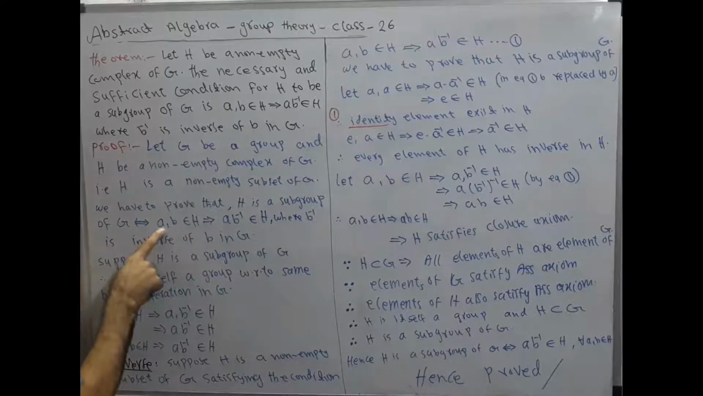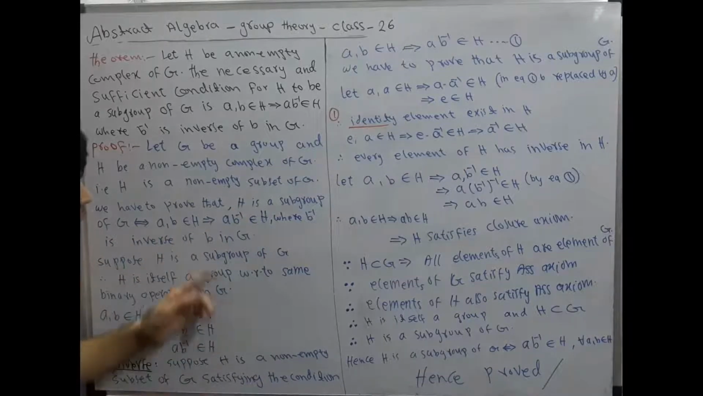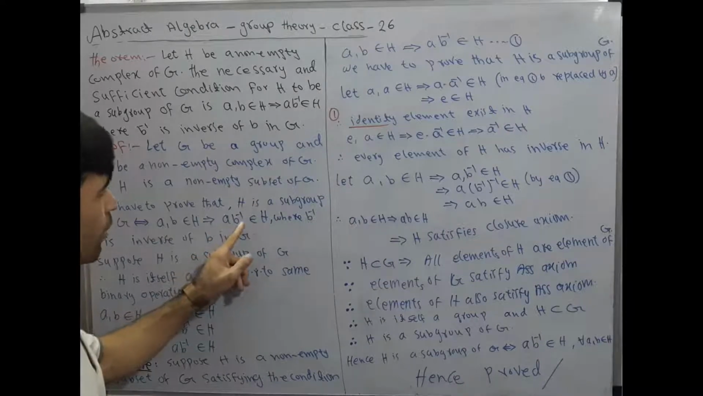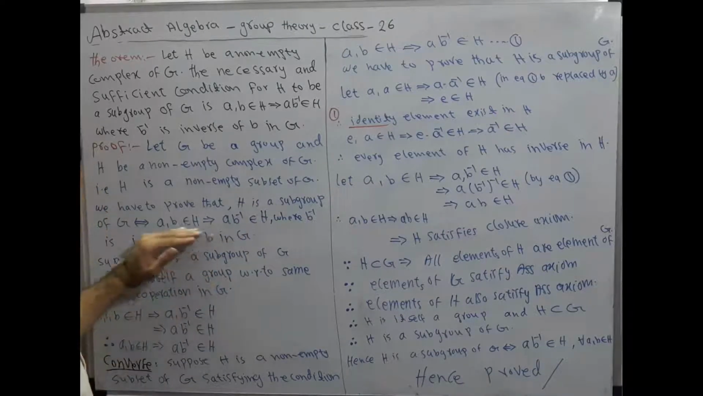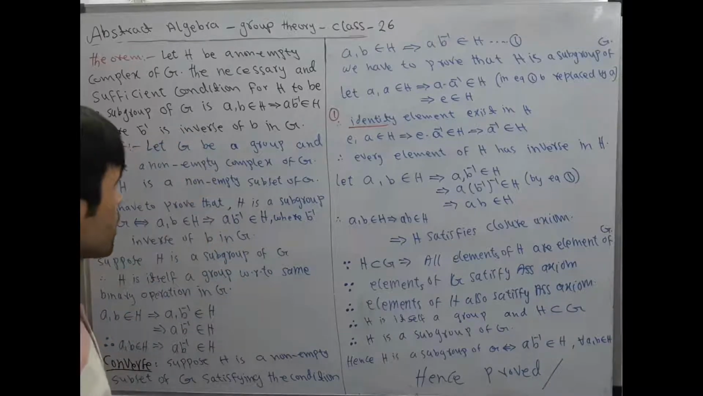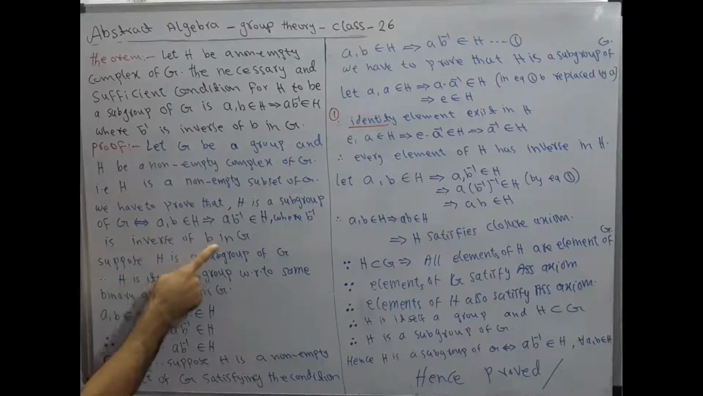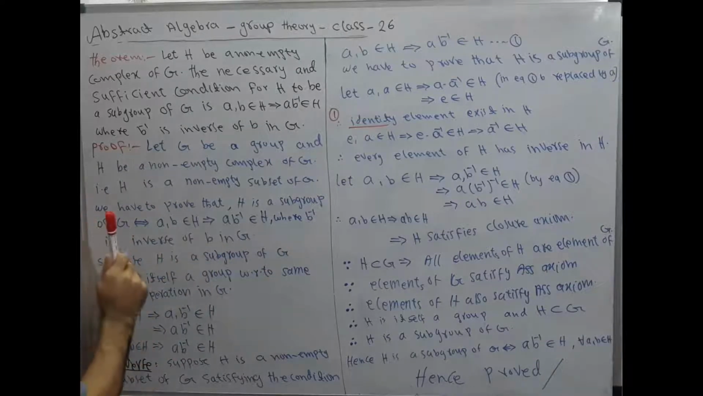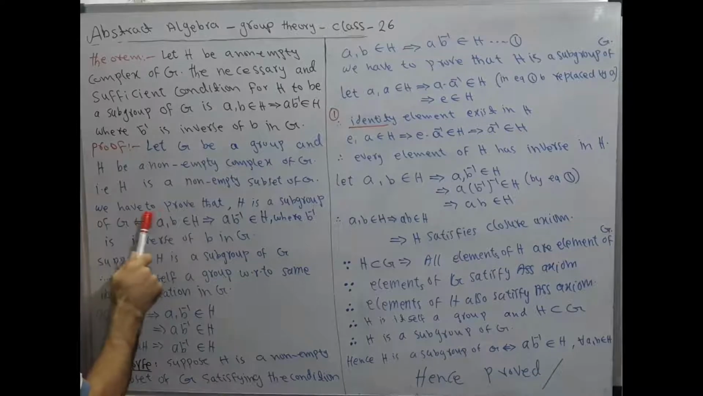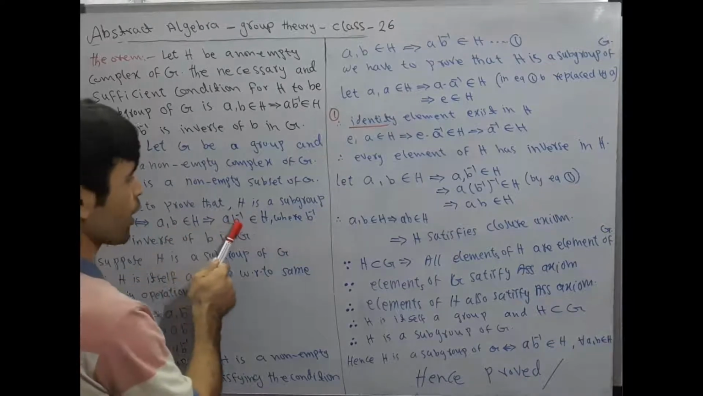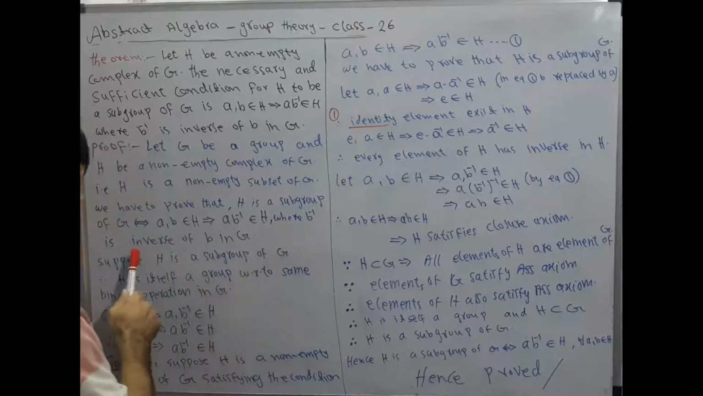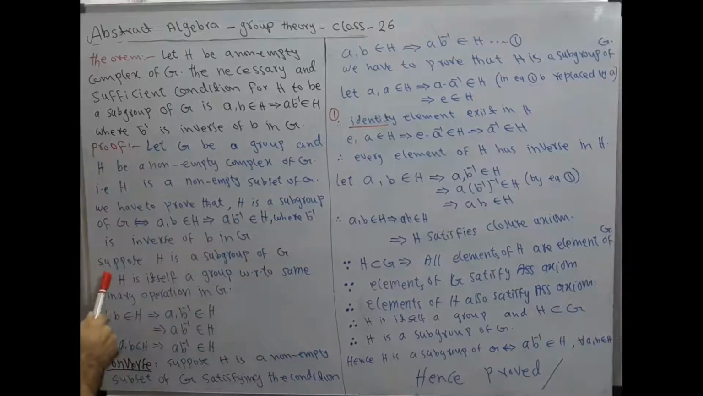If and only if a, b belongs to H implies a into b inverse also belongs to H, where b inverse is inverse of b in G. Once again, we aim to prove that H is a subgroup of G if and only if a, b belongs to H implies a into b inverse belongs to H, where b inverse is inverse of b in G. Suppose H is a subgroup of G.